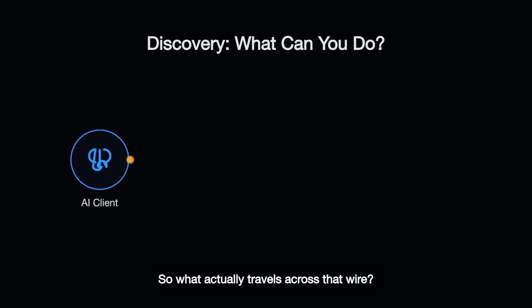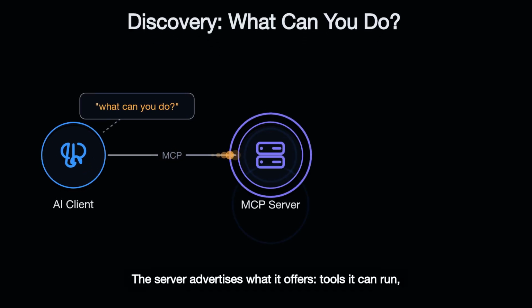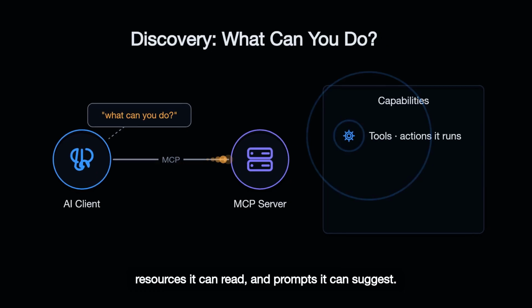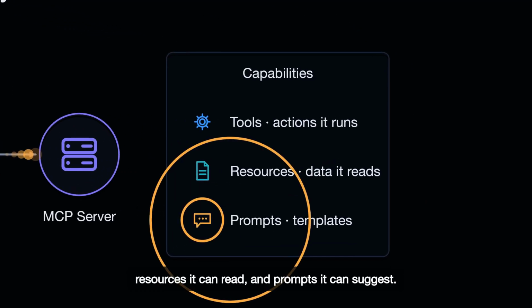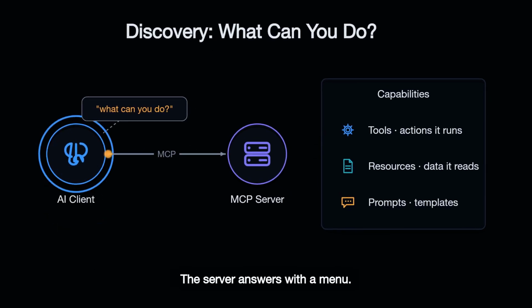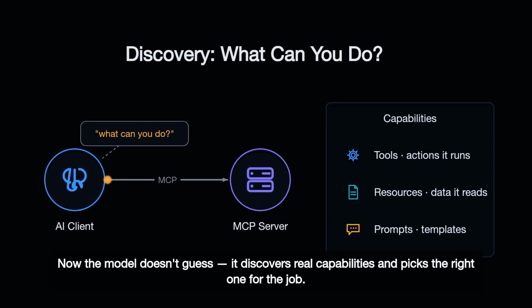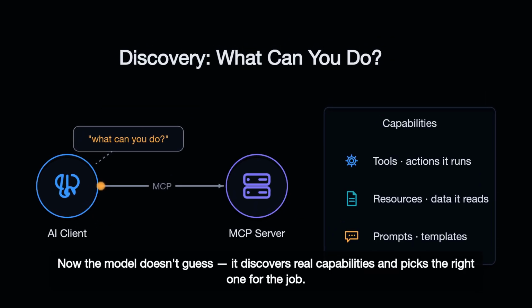So what actually travels across that wire? The server advertises what it offers, tools it can run, resources it can read, and prompts it can suggest. The AI asks, "What can you do?" The server answers with a menu. Now the model doesn't guess. It discovers real capabilities and picks the right one for the job.